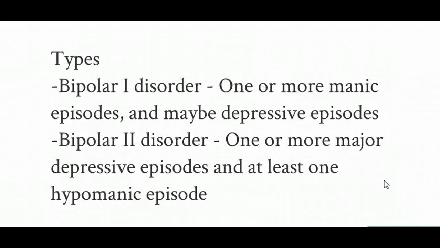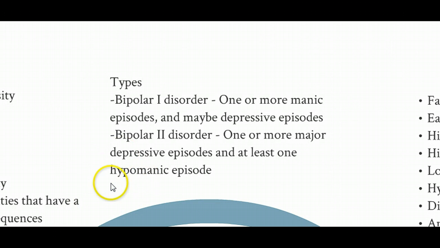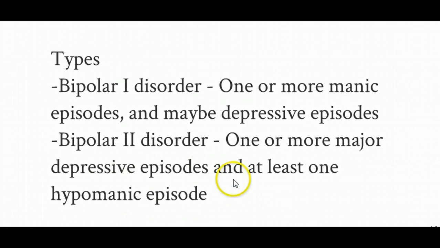Now there are 2 types of bipolar disorder, 2 presentations, bipolar 1 and bipolar 2. Bipolar 1 involves 1 or more manic episodes and then depressive episodes. But you don't necessarily have to have that depressive episode. And then bipolar 2, I want you to remember this. Instead of manic episodes, you're going to have 1 or more depressive episodes and at least 1 hypomanic episode. So below mania, okay? Not quite manic.